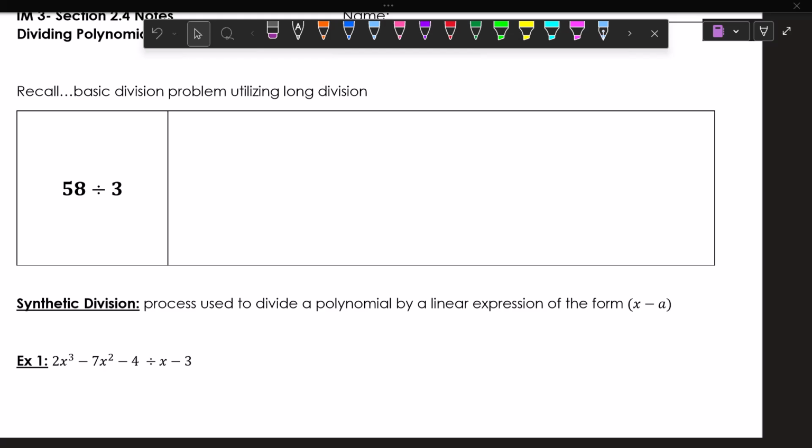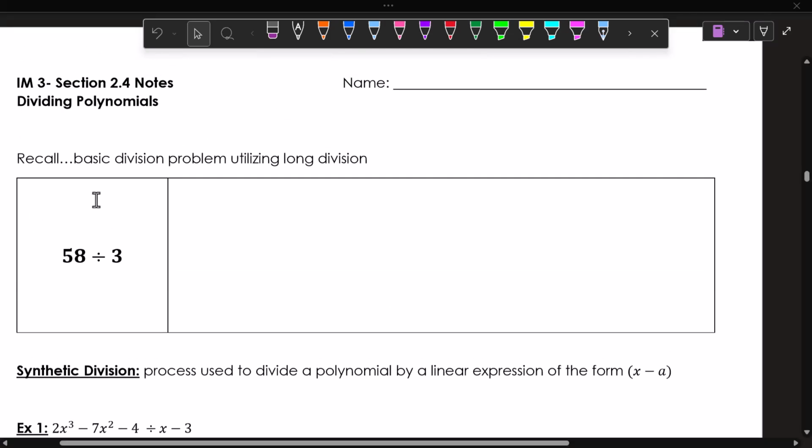All right, now we're on to section 2.4, dividing polynomials. We've added them, we've subtracted them, we've multiplied them, but we didn't divide them. And it's a much different process. So to kind of get the idea, we're going to do some long division here.